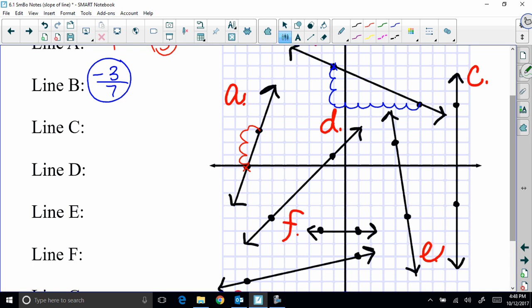Line C, that's a vertical line. I cannot ride my bike up that line. So that slope is undefined. And that's what you're going to write as the slope of the line, undefined.